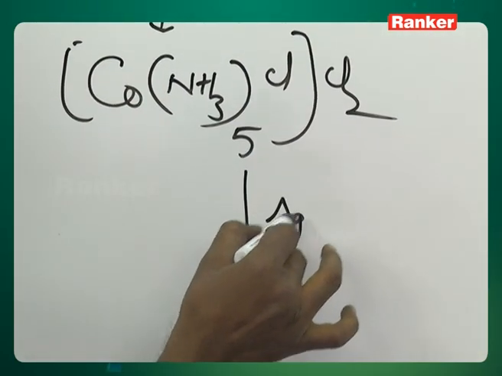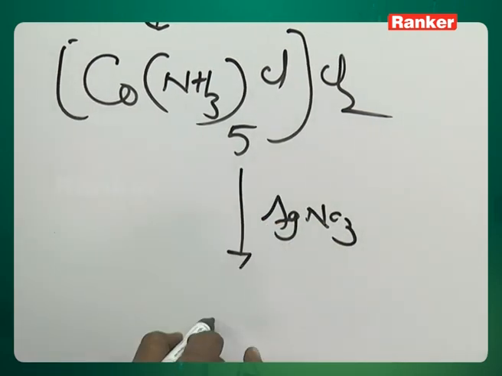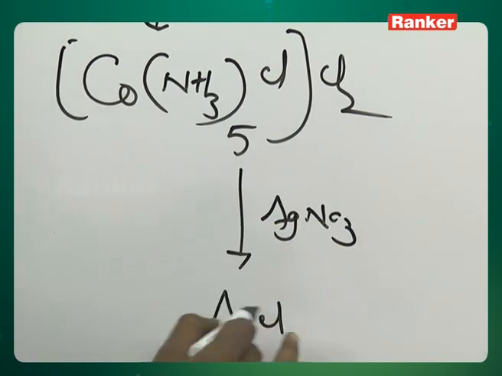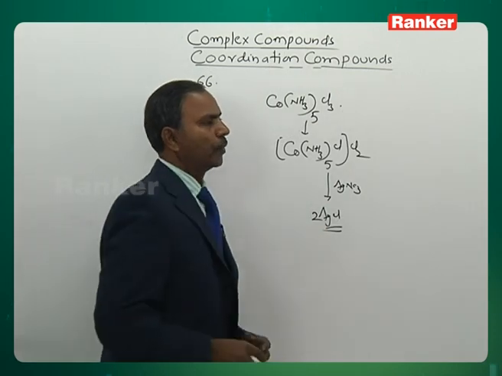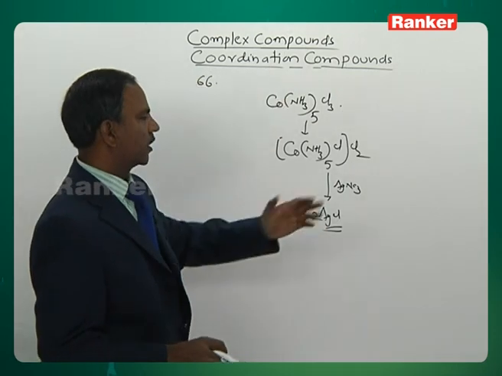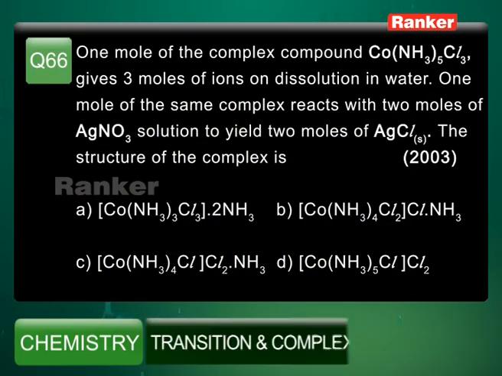Once you are putting AgNO3 into this, then you are getting what? 2 moles of AgCl. This is the information given for the complex. Let us check the options now.